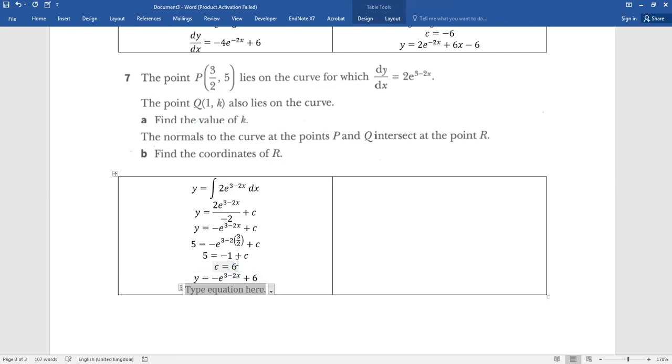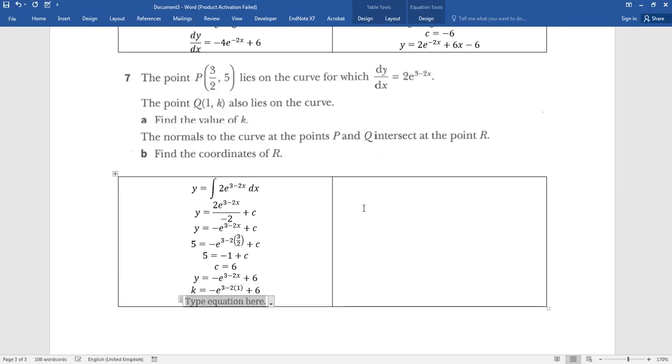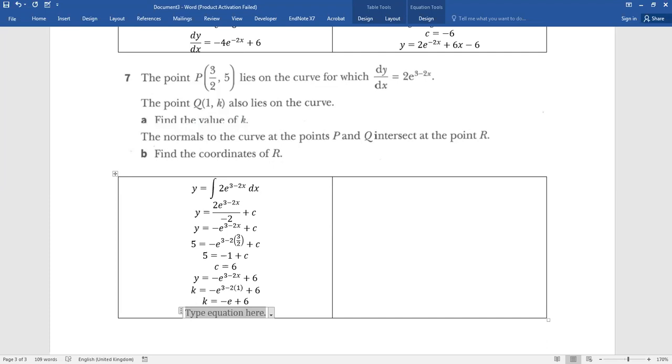So now you can just plug in the values of Q. Because I know it lies on the curve, so it must fulfill the equation of the curve. Y coordinate is k, and the x coordinate is 3 minus 2 into 1 plus 6. So if the question would have asked the exact value, which it often does in the past papers, e will remain e, and you can leave the answer of K as 6 minus e. This is called the exact value of K. It is often asked in the past papers as well. So once exact value is asked, you leave your answer as it is.